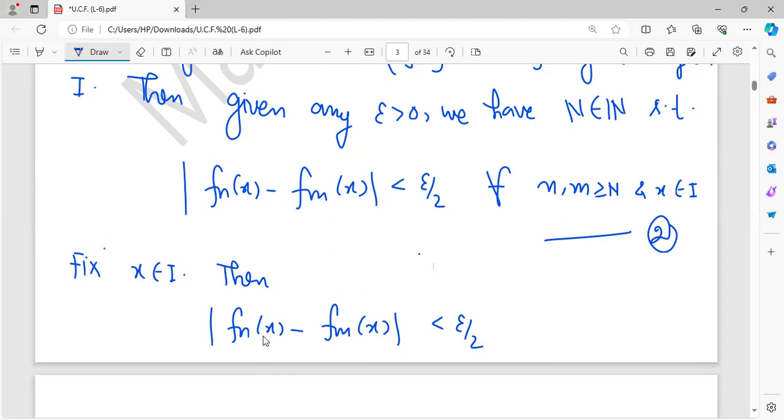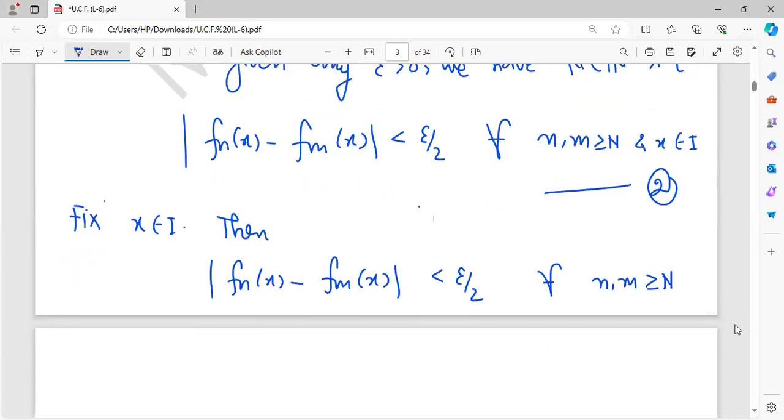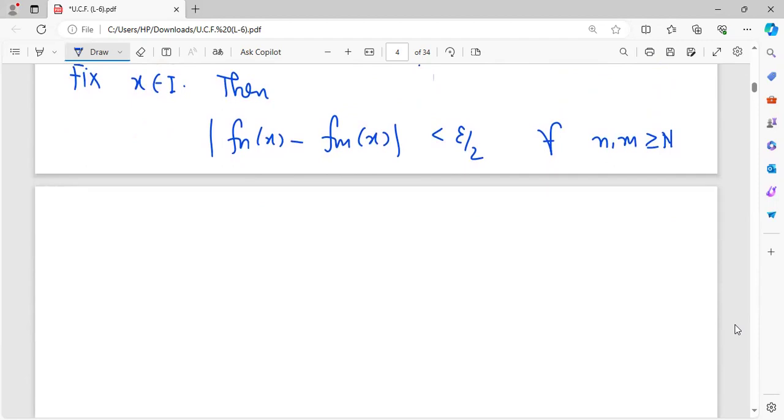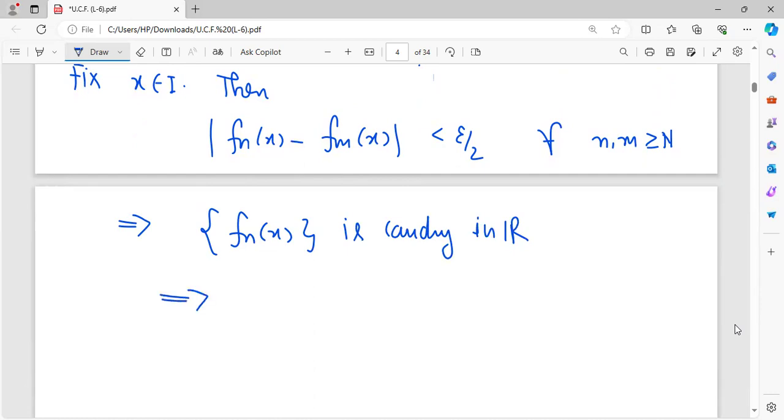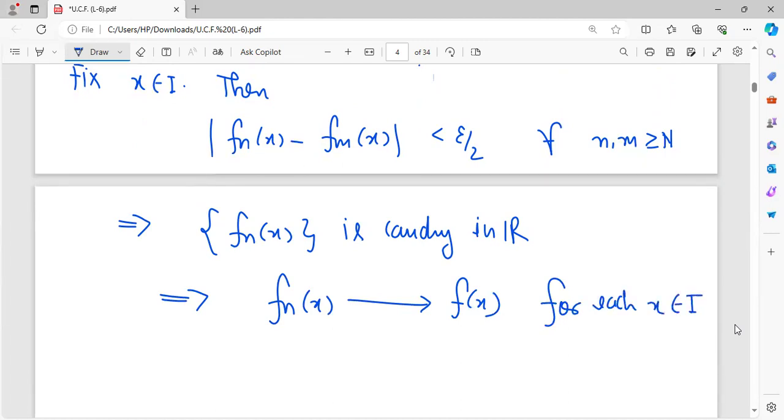Okay. For all n and m greater than or equal to 1, this implies f_n(x) is Cauchy in R, and a Cauchy sequence is always convergent. So this implies f_n is converging to some point, which I'm calling f(x), for each x belonging to I.